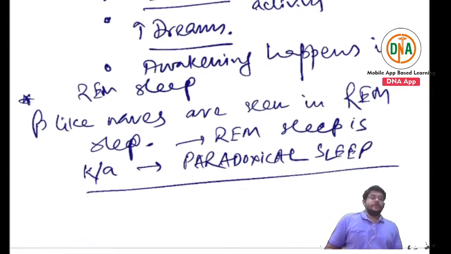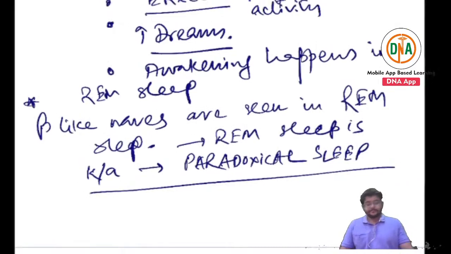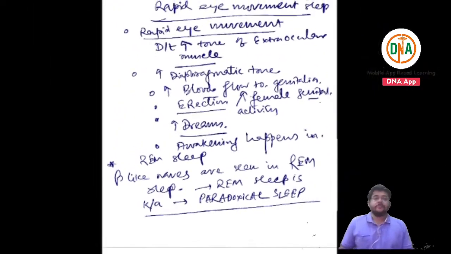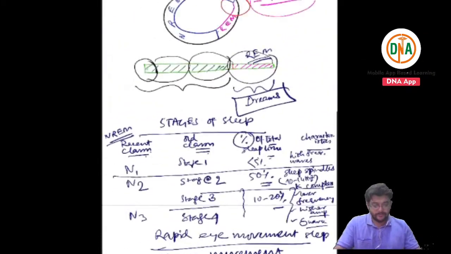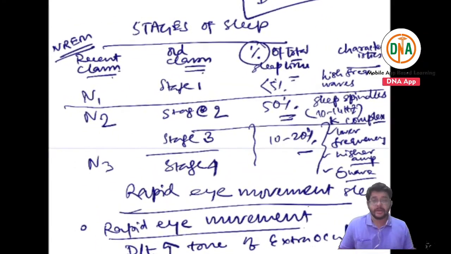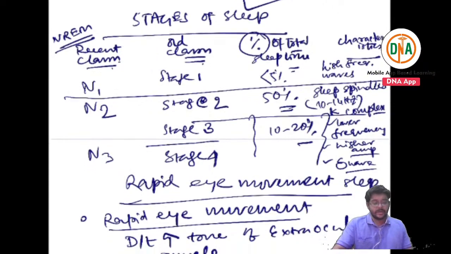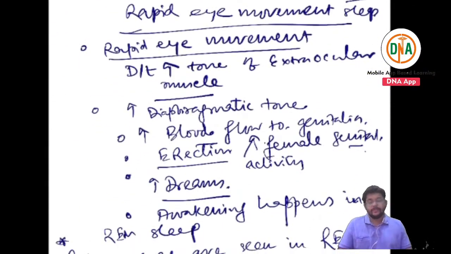So what do we find from here? Once again, first NREM, there were stages of NREM. After NREM, there is REM sleep, rapid eye movement sleep, where normally the body muscle tone falls down, but specific muscle tone gets up, like the muscle tone in extraocular muscle.